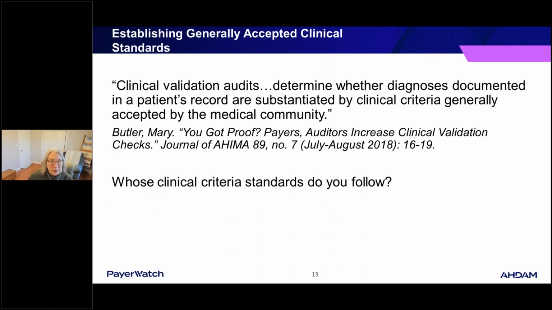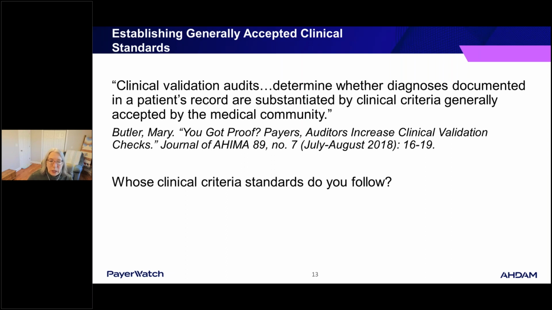Okay, so there's a couple of articles that came out just fortuitously in the Journal of AHIMA in 2018, right before I gave this talk for the first time. I was already in the development of this talk when these articles came out, and I thought they were great as far as helping to understand clinical validation. So in this article, the author said, clinical validation audits determine whether diagnoses documented in the patient's record are substantiated by clinical criteria generally accepted by the medical community. And I thought that was a much better definition of clinical validation audits.